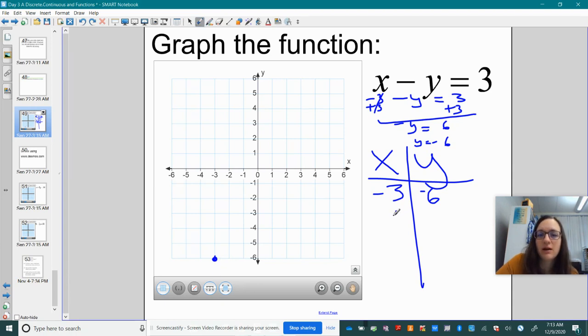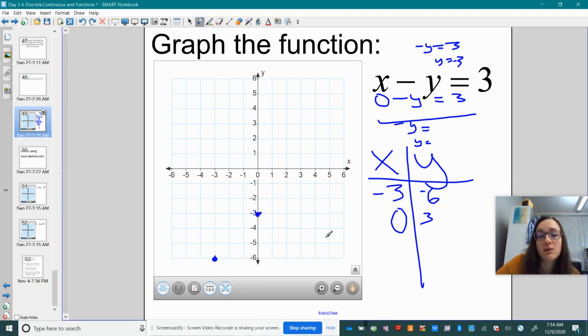I'll go for 0 next. So then if we plug in 0, we would get a few different things here. If we were to plug in 0, 0 minus y, well, we could subtract 0, really, but we don't need to do that. We would end up with a negative y is equal to 3, which just gives us y is equal to -3. Okay. So our next lattice point would be at 0, -3. Oh, sorry, I forgot the negative over there.